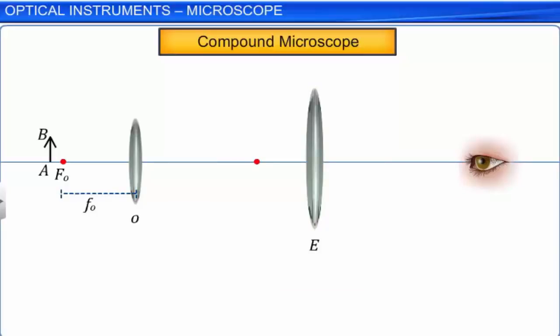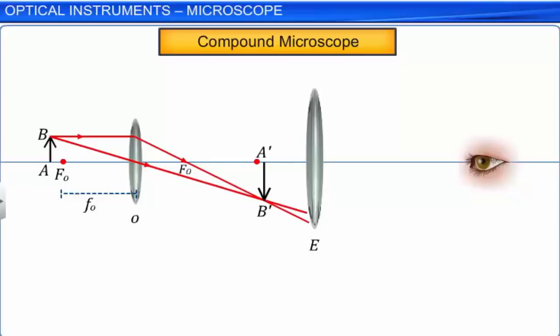When the light rays from the object are incident on the objective, it forms an image A'B', which is real, inverted, and magnified. This image A'B' acts as the object for the eyepiece. If the position of the eyepiece E is so adjusted that A'B' lies between the optical center and the first principal focus, then a virtual and magnified final image A''B'' is formed.